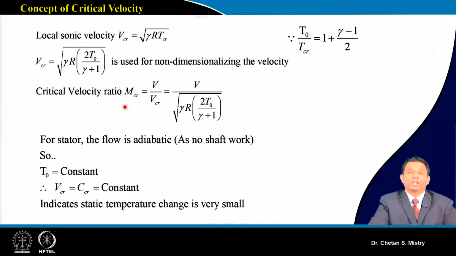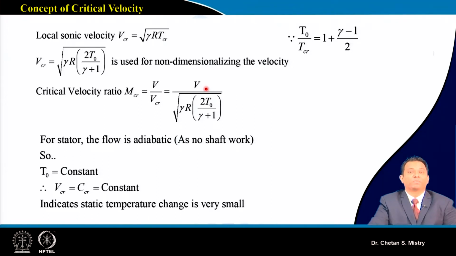So this is my velocity divided by my critical velocity. This will help us calculate our Mach number at a particular location. When we say local Mach number, that is a different thing. The Mach number we defined earlier is based on the local sonic velocity, and that equation is different.